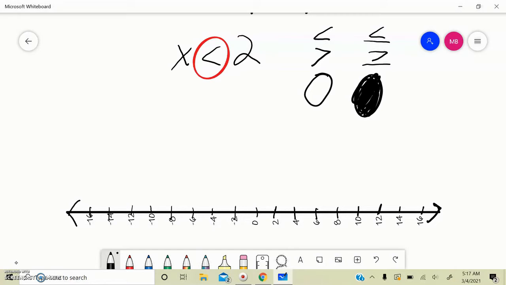So next, I'm going to look at my number. That is going to tell me where I'm going to plot my zero. Not my zero, my circle. So I see positive 2. So I'm going to use an open circle because I have just less than. I'm going to put that on positive 2.